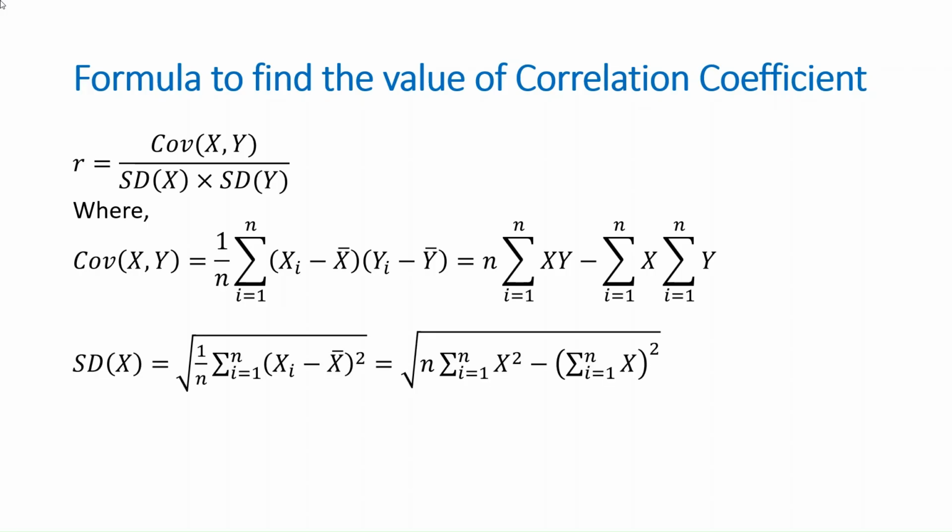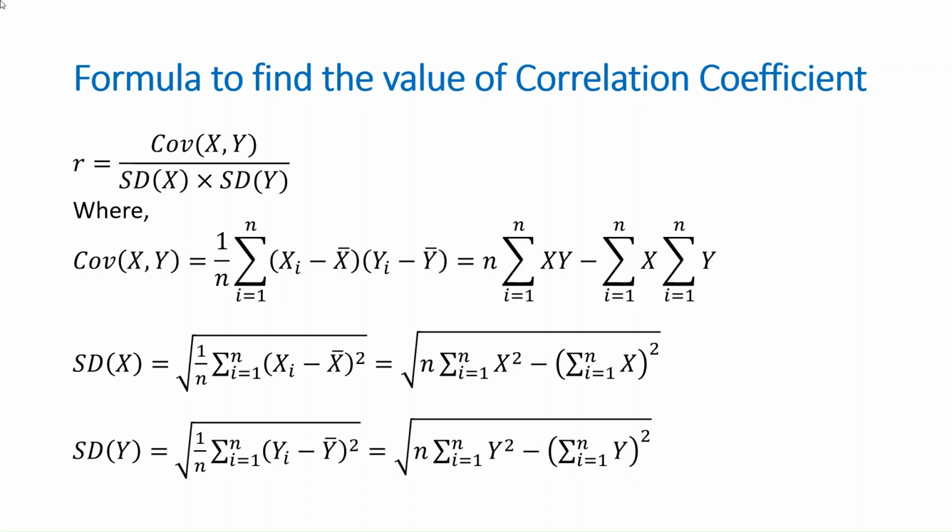This is the formula of standard deviation of x and this is the formula of standard deviation of y. As we all know, these are the formulas of standard deviations. So on simplifying the formulas, we got the second formula here. These are the simplified formulas. And one more thing here, the correlation coefficient is also known as Karl Pearson's correlation coefficient.